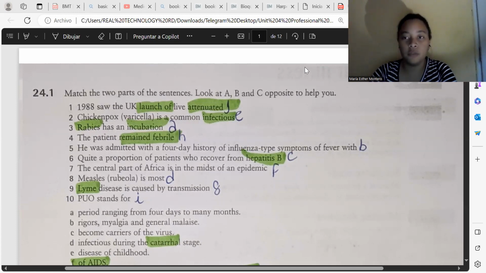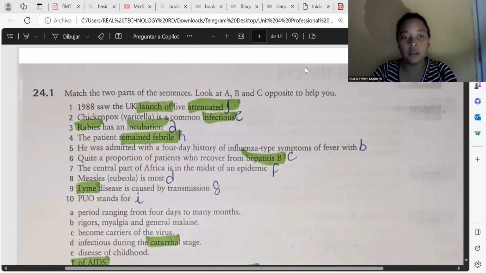Exercises chapter 24, infectious diseases. Exercise 24.1. Match the two parts of the sentences. Look at A, B, and C opposite to help you.